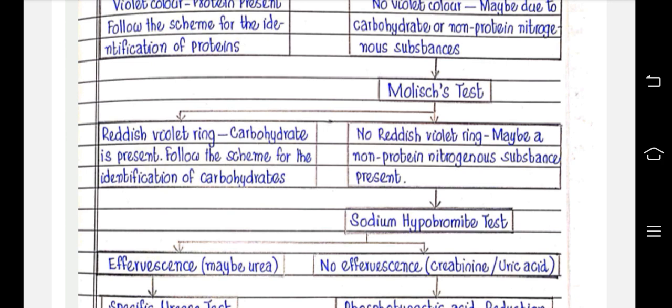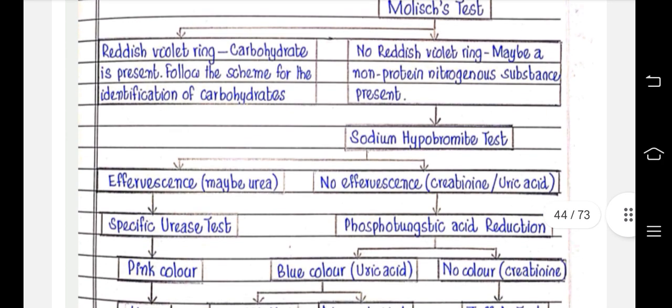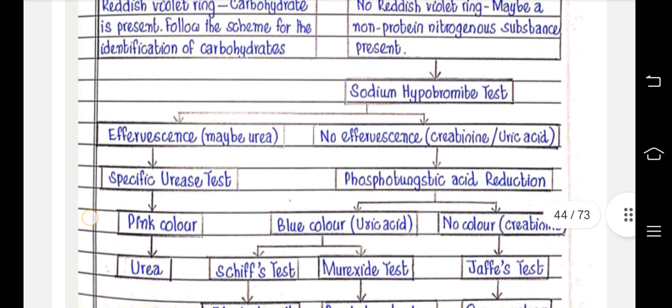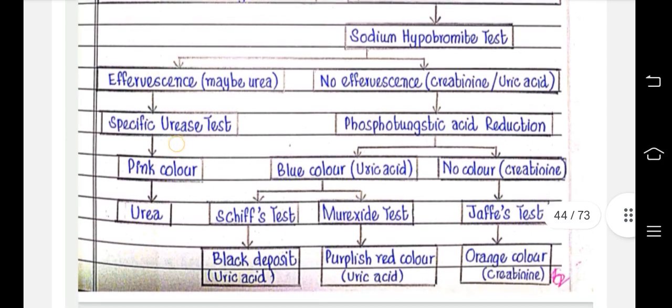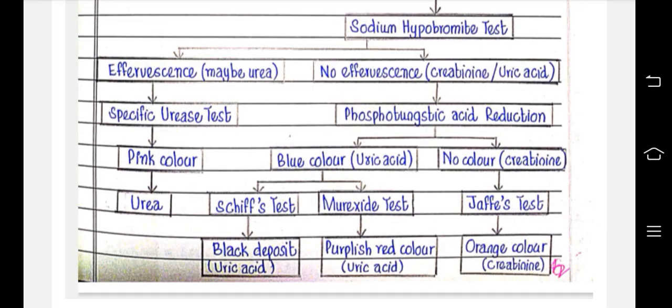Sodium hypobromite test. No effervescence, creatinine or uric acid. Effervescence may be urea. Specific urease test. Pink color, urea. No effervescence, creatinine or uric acid. Phosphotungstic acid reduction. Blue color, uric acid. No color, creatinine. Schiff test, black deposit, uric acid. Murexide test, purplish red color, uric acid. Jaffe test, orange color, creatinine.